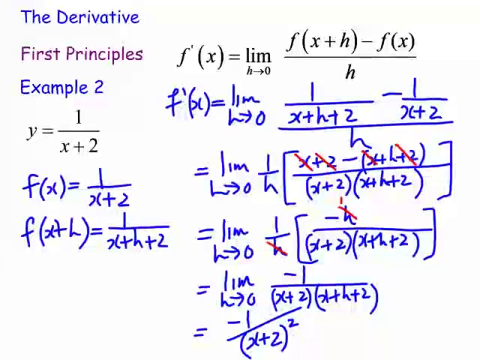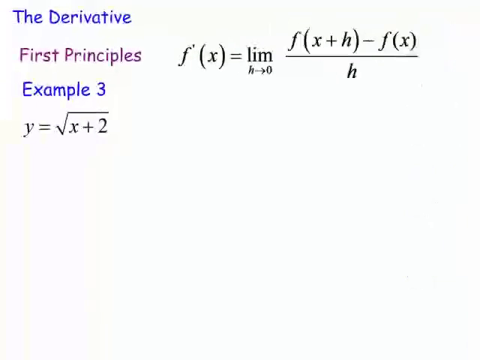Okay, let's try another example. Let's have a look at our third example. This is a very famous example where you have a square root and you have to do a bit of algebraic gymnastics. But let's have a look at how we start this and why we need to do that. First up, we know that f of x is equal to the square root of x plus 2. That's easy enough. We know that f of x plus h is just equal to the square root of x plus h plus 2.